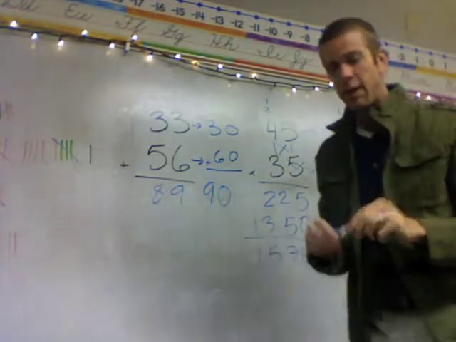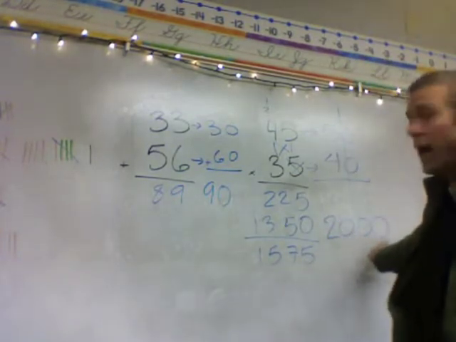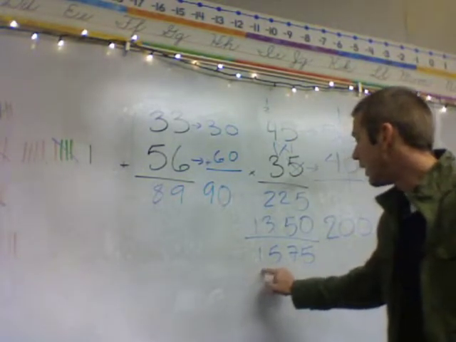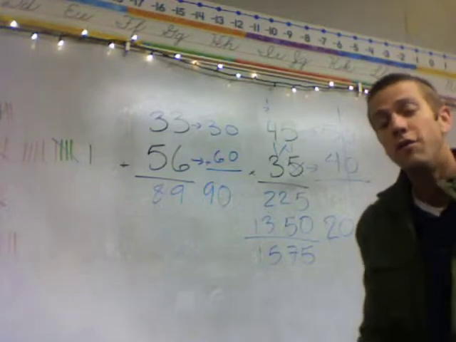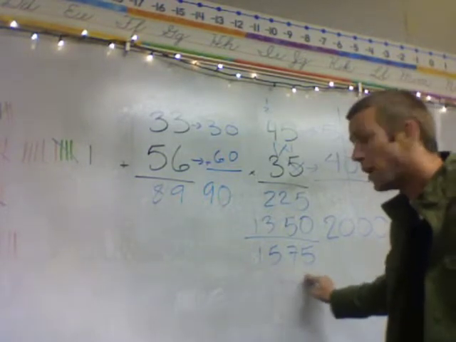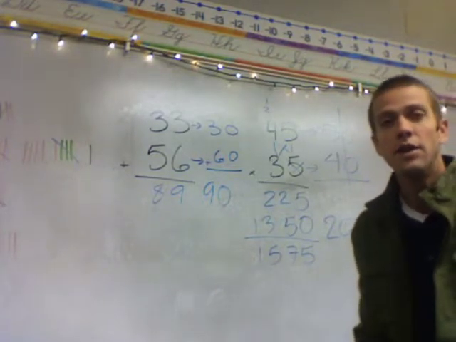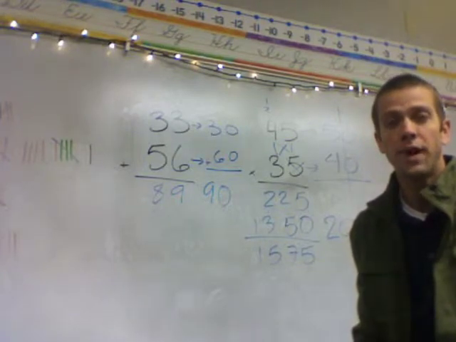Now we estimated our answer at 2,000, but the real answer is 1,575. If you were to round this to the nearest thousands, it would be 2,000. So we've estimated correctly. Okay?